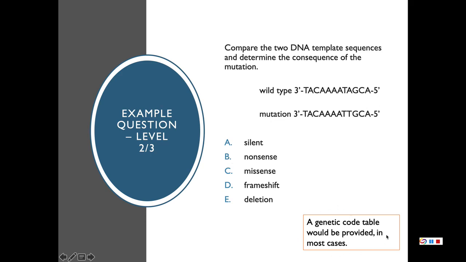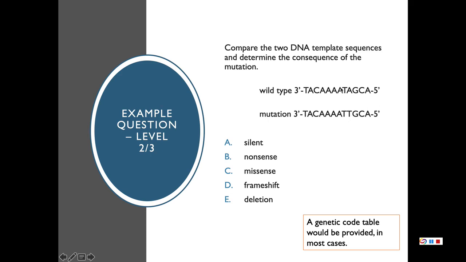You'll note down here that a genetic code table would be provided in most cases, and that's true. In this particular case, it would be easy for students to figure out that UAA is a stop codon. It's only one of 3. And so therefore no genetic code table was provided for this example.